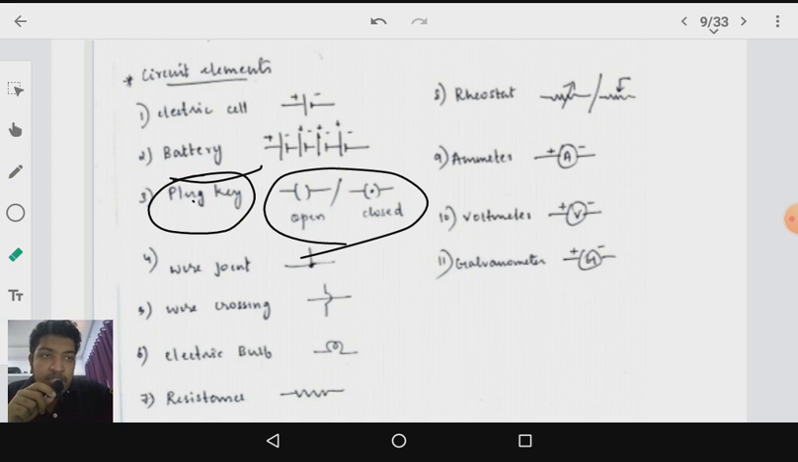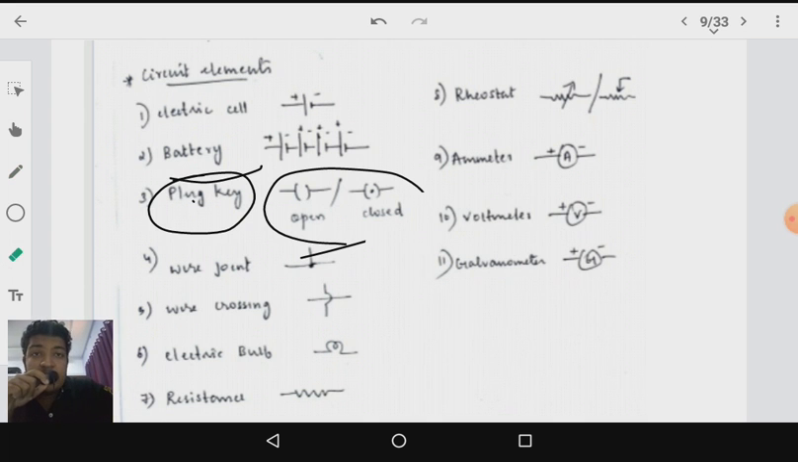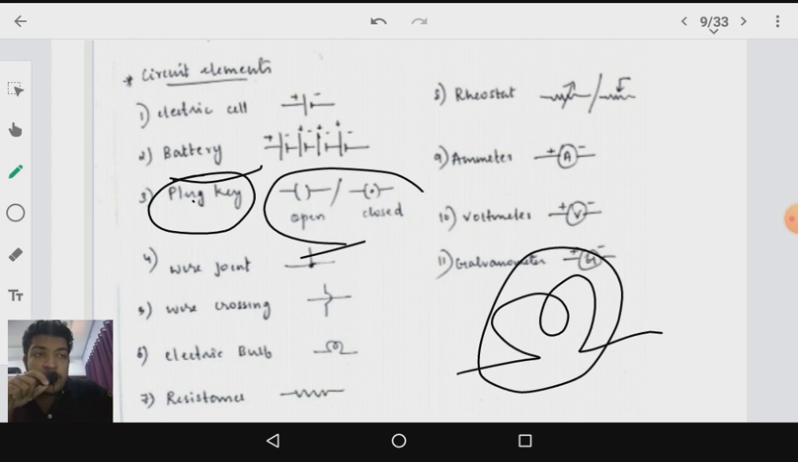Next is a wire joint. Wire joint means if one wire is coming like this, and another wire is coming like this, there is an intersection over here, so that is known as a wire joint. Now if a wire is passing over another wire without joining, that means if this wire has to pass without joining with this wire, then it has to take a loop like this. So this is the representation for wire crossing without joining. Electric bulb, this is the representation. If you want, you can put it in a circle also, there is no issue for that.